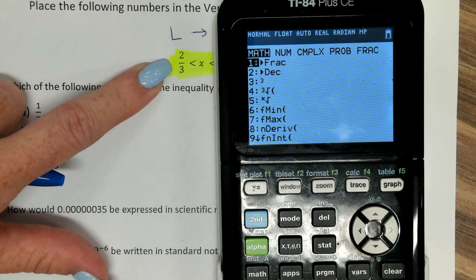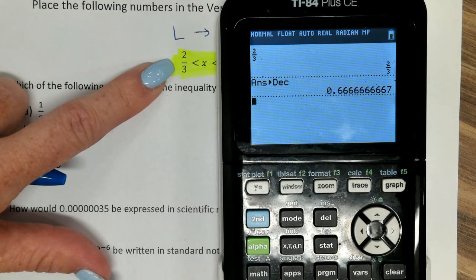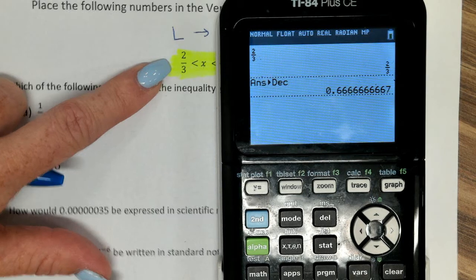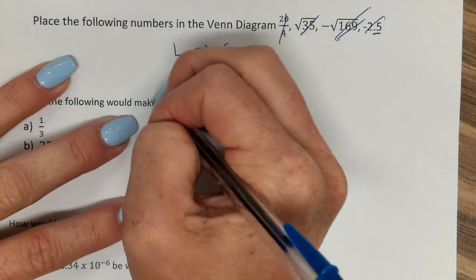Hit math, decimal, enter. Now, am I going to write that whole thing or am I going to make it look like money? So what would I cut it off at? If you put 66, you'll still get the same answer, but the correct way to round would be 67 cents.